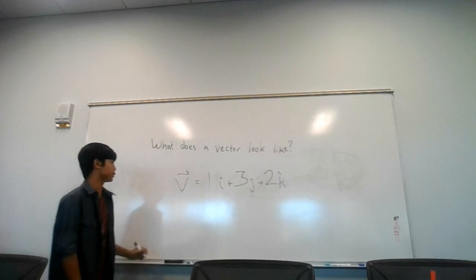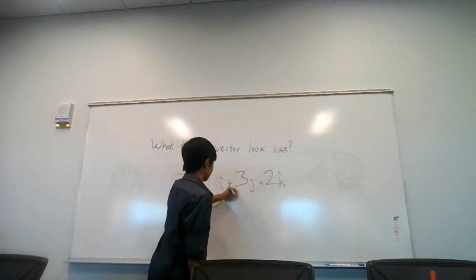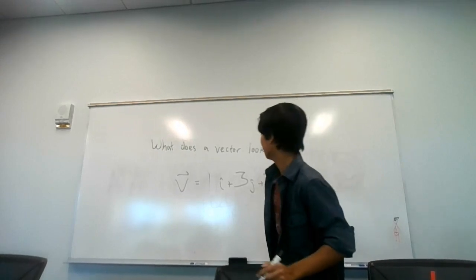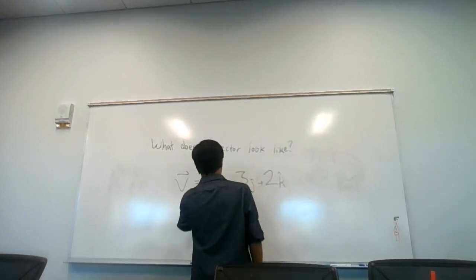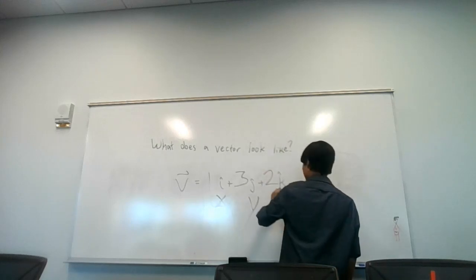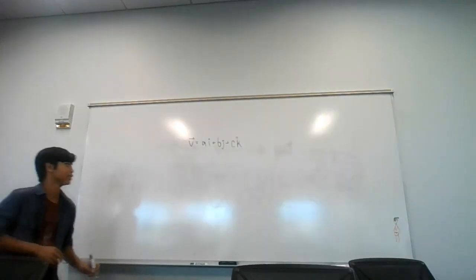Another form that you'll see vectors in, maybe more common, is unit vector notation. The key difference is that each numerical quantity has an associated direction. That's a lot of big words, but basically all you need to know is that i represents the x direction, j represents the y direction, and k represents the z direction.